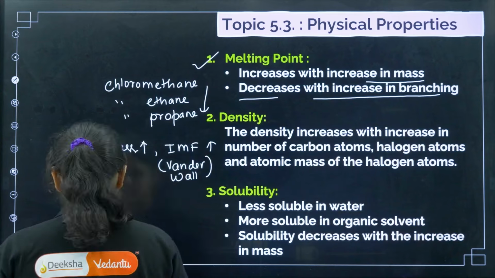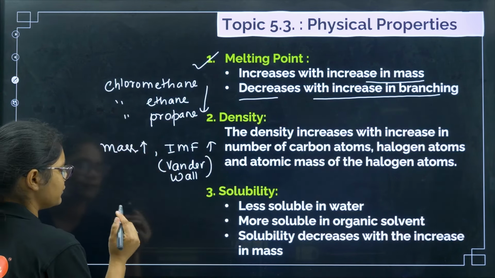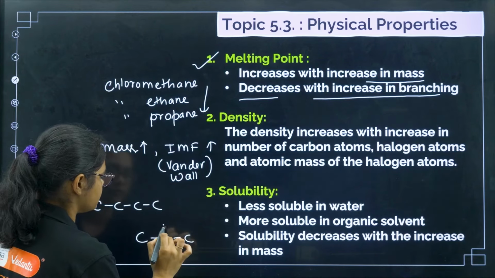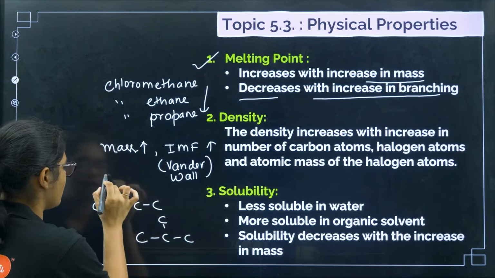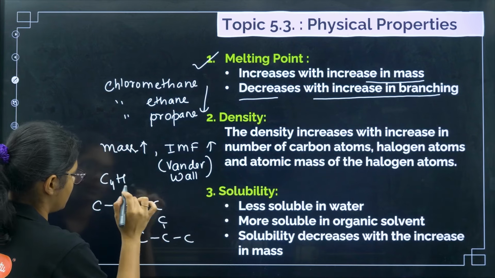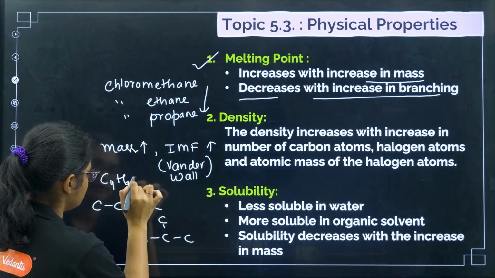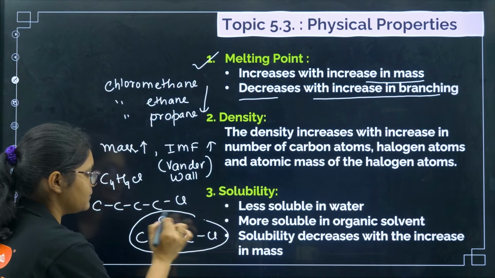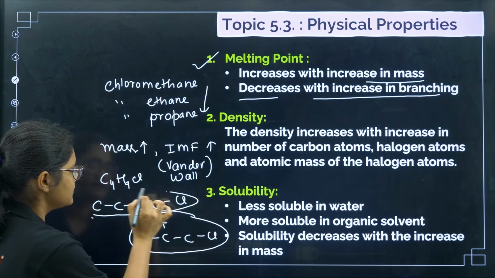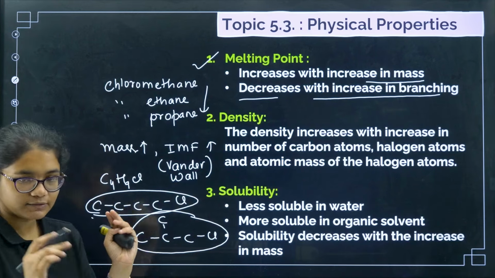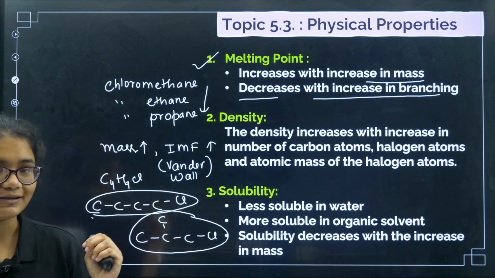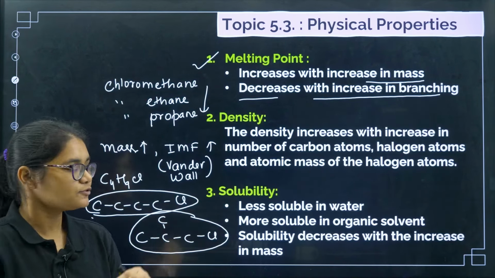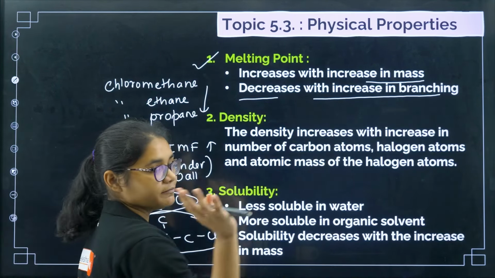Suppose we have butane. We can have this one structure, and we can have this one also. Both will have the formula C4H10, or C4H9Cl if we have a chlorine here. This is called a branched chain, and this is called a straight chain. In the straight chain, the molecules can be packed together tightly, but in the branched chain, the molecules cannot be packed as well. So if branching is there, then the melting point will decrease.